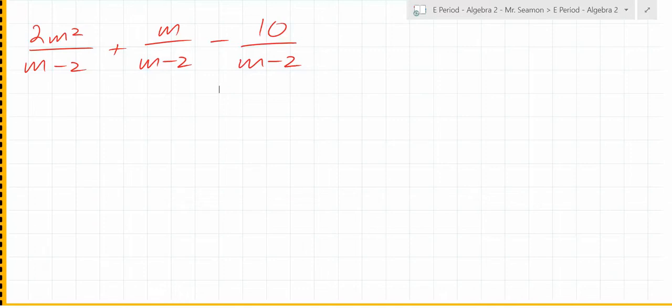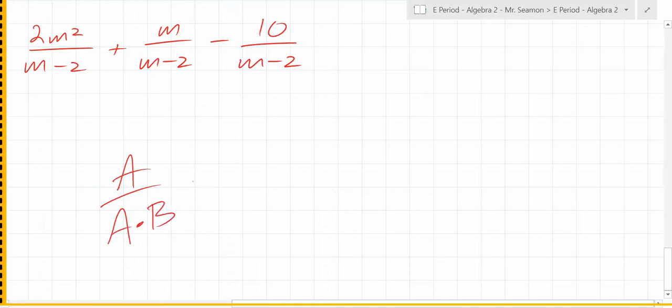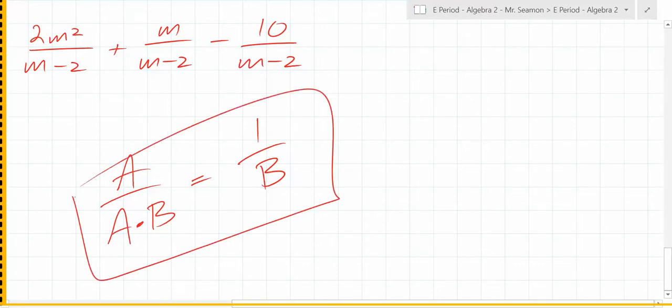No, you cannot. There's nothing to cancel, right? You know that a over a times b, what can you simplify that to? Just 1 over b, correct? Do you agree with this right here? Yeah. Okay, what about this? A over a plus b. Can you do anything to that?